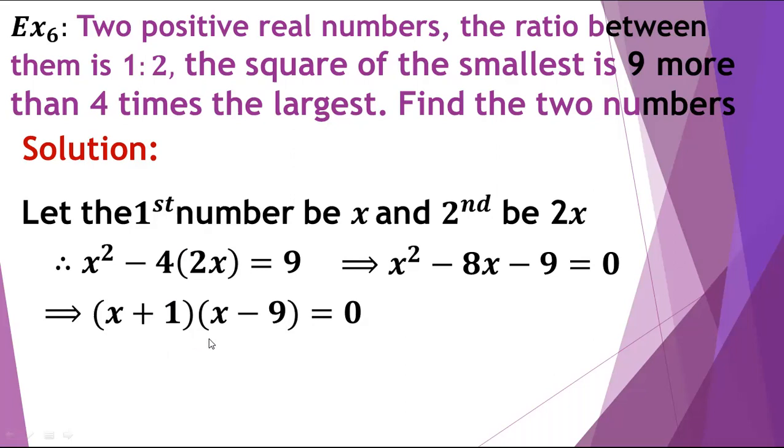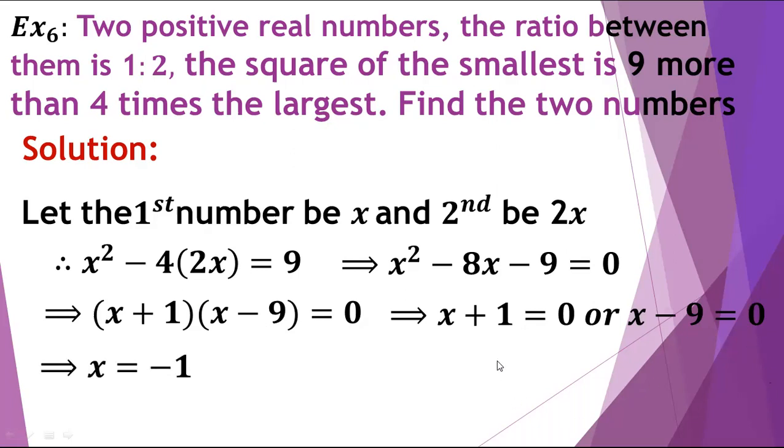Here we have two binomials, and the product of these two binomials equals 0. That means the first one equals 0, or the second one can be 0. That means x plus 1 can be 0, or x minus 9 can be 0. x plus 1 equals 0. This is an equation of first degree in one variable. We can move positive 1 to the other side with negative sign. That means x is going to be negative 1.